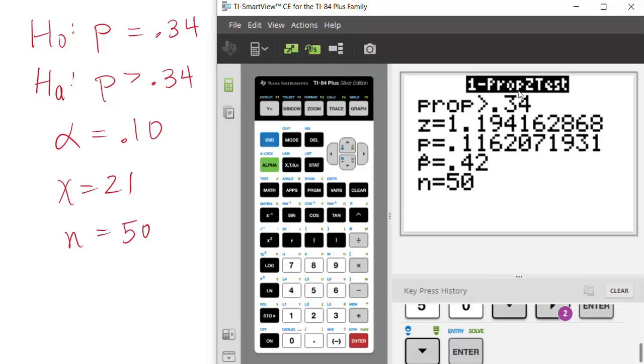First line you see is the name of the test. Second line should match your alternative hypothesis in meaning. We use the letter P where the calculator uses prop, but it means the same thing. The proportion is greater than 0.34.